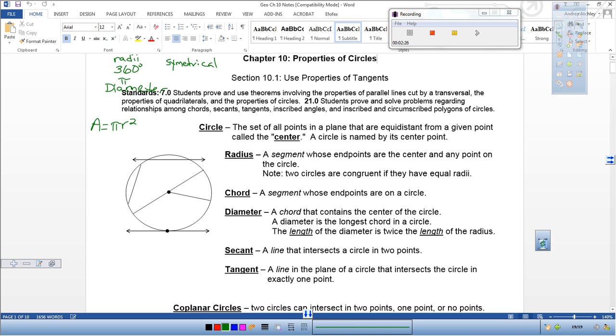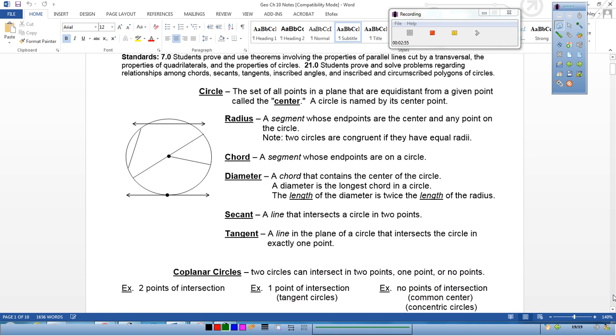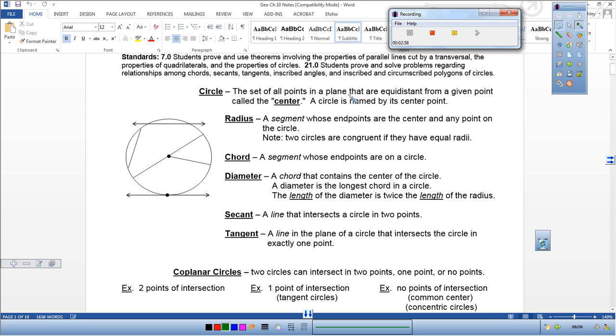So let's get into what we're going to be focusing on today. But all these things we will talk about. Okay, a circle is a set of points in a plane that are equal distance from a given point called the center. A circle is named by its center point. So all of the points on this are equal distance from this center point. And that's why rotations go in a circular motion, because they're all going to be equal distance from that center.